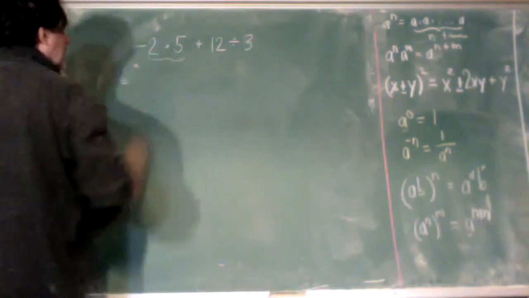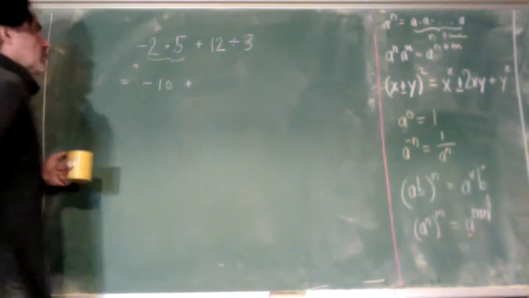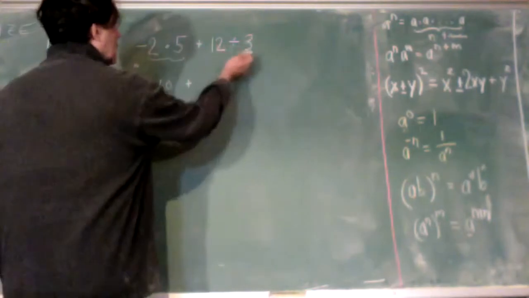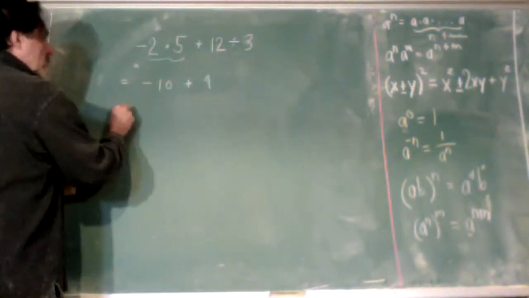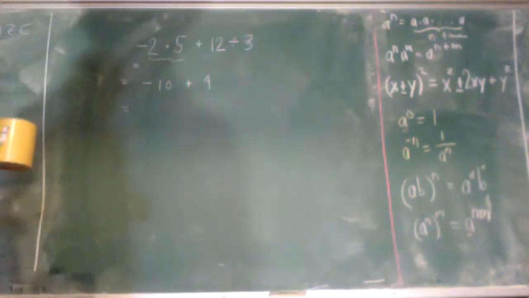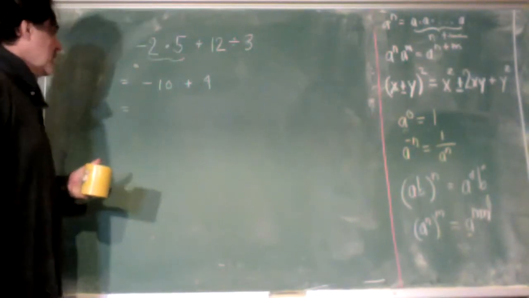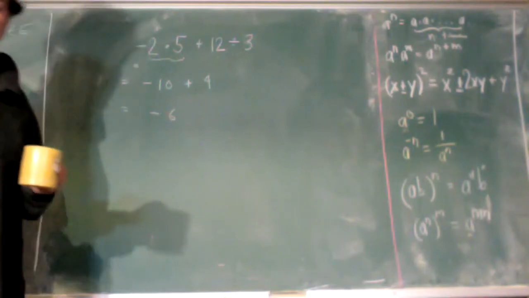-2 times 5, -10. We, as it were, skip over the addition for now. Encounter 12 divided by 3, it's 4. Having completed the MD, we're now left with the AS, the additions and subtractions. -10 plus 4 is -6, and we're finished.